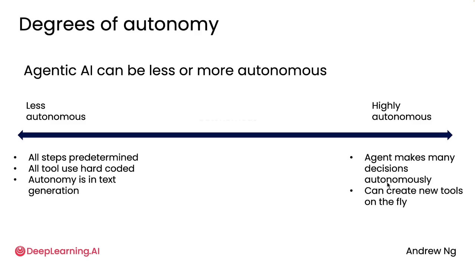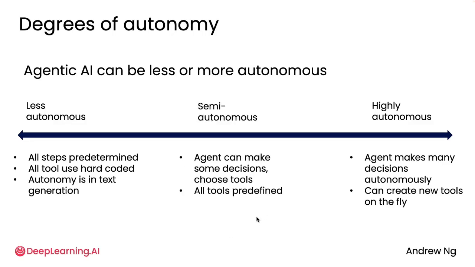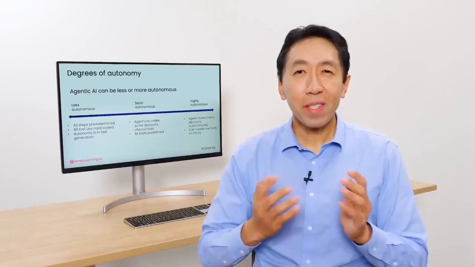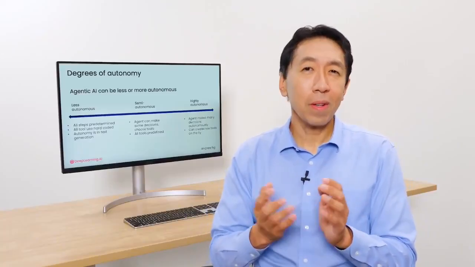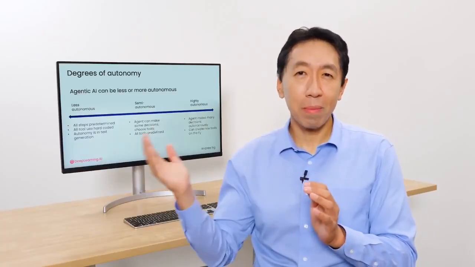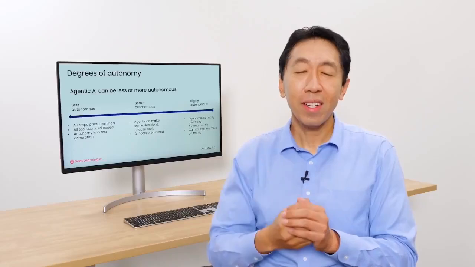At the other end of the spectrum would be highly autonomous agents, where the agent makes many decisions autonomously, including, for example, deciding what is the sequence of steps it will carry out in order to write the essay. And there are some highly autonomous agents that can even write new functions, or we sometimes say create new tools that it can then execute. And somewhere in between are semi-autonomous agents. They can make some decisions, choose tools, but the tools are usually more predefined. As you look at different examples in this course, you learn how to build applications anywhere on this spectrum of less to more highly autonomous.